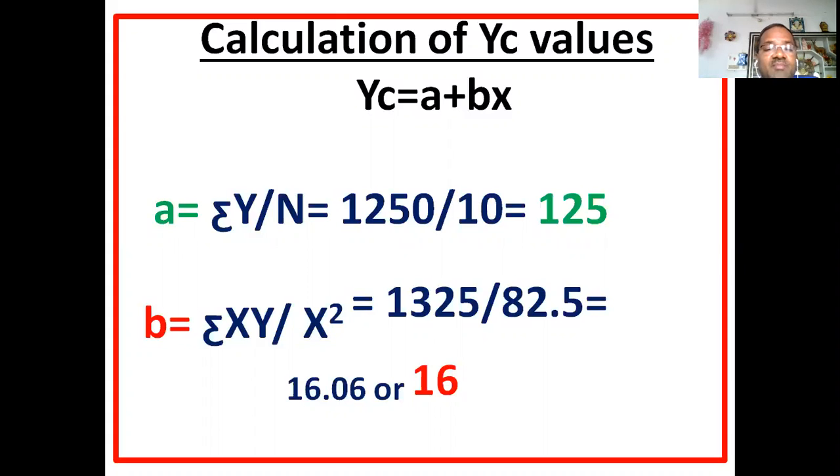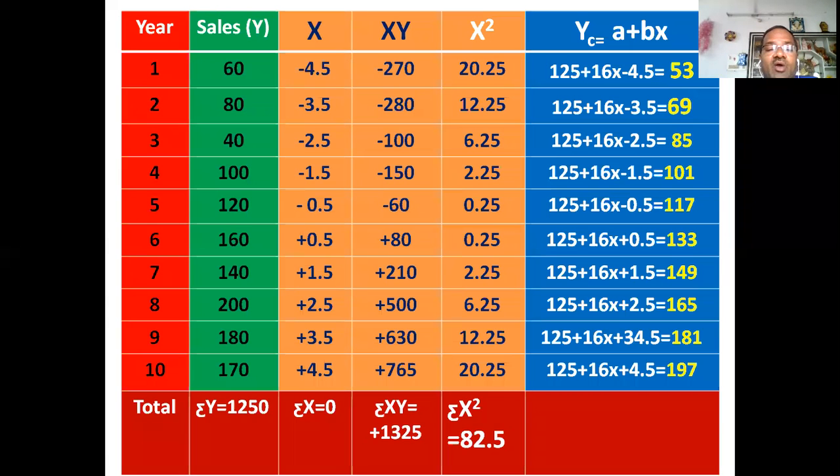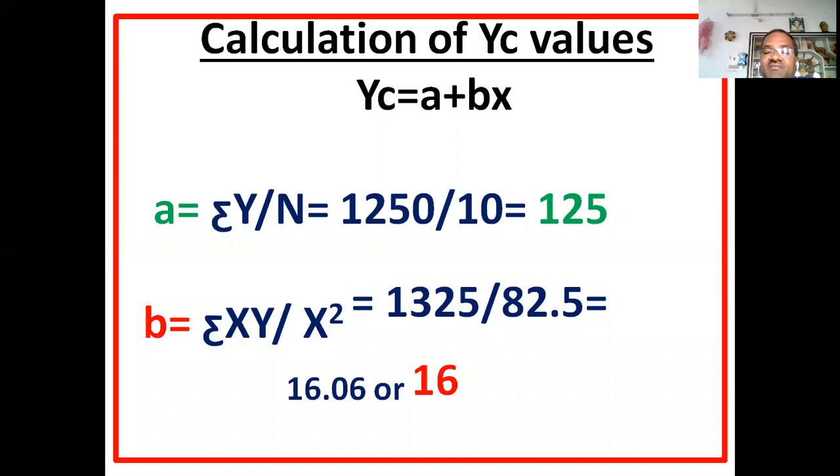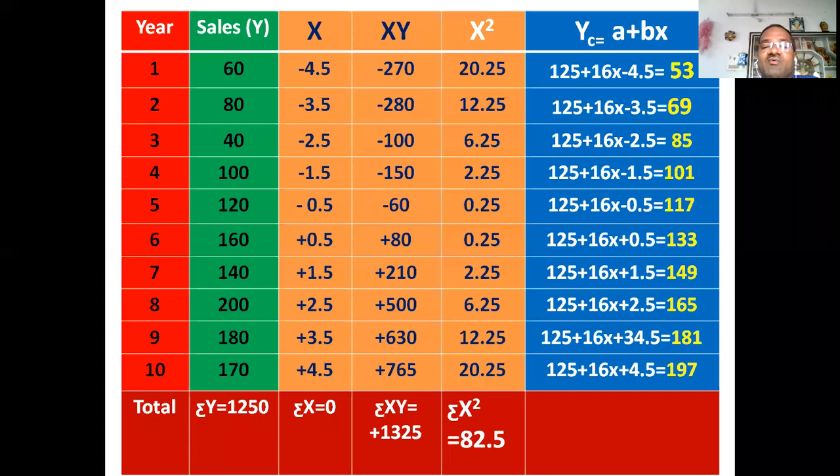Similarly, b is equal to sigma xy by sigma x square. What is sigma xy? 1325. What is sigma x square? 82.5. Then if you divide 1325 by 82.5, you will get 16.06 or 16. Then that is the b value. The same you take here, a plus bx. a is 125 plus 16, as we calculated from the previous slide, into x. x in this case for the first year is minus 4.5, so 16 into minus 4.5. Some value will come that should be deducted from 125, so that 53 will come.